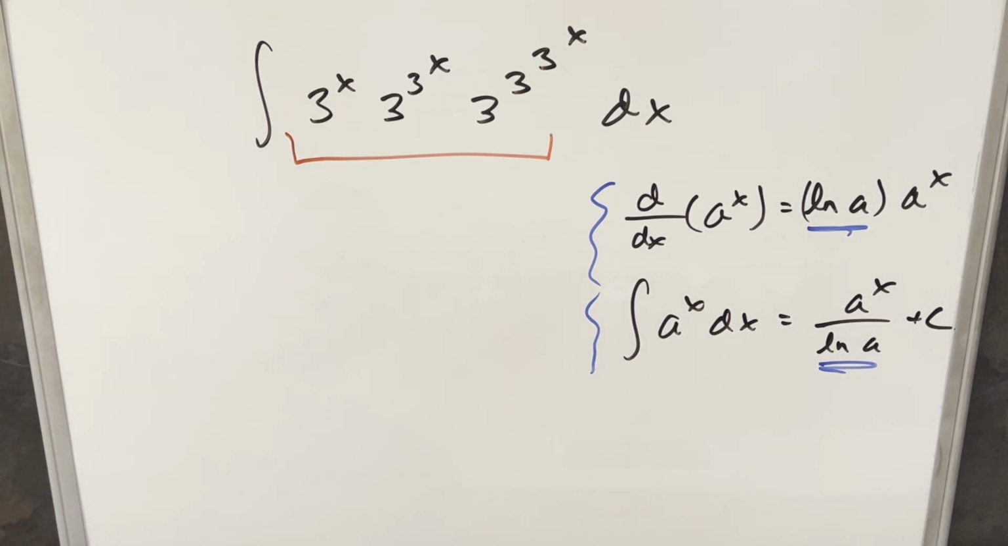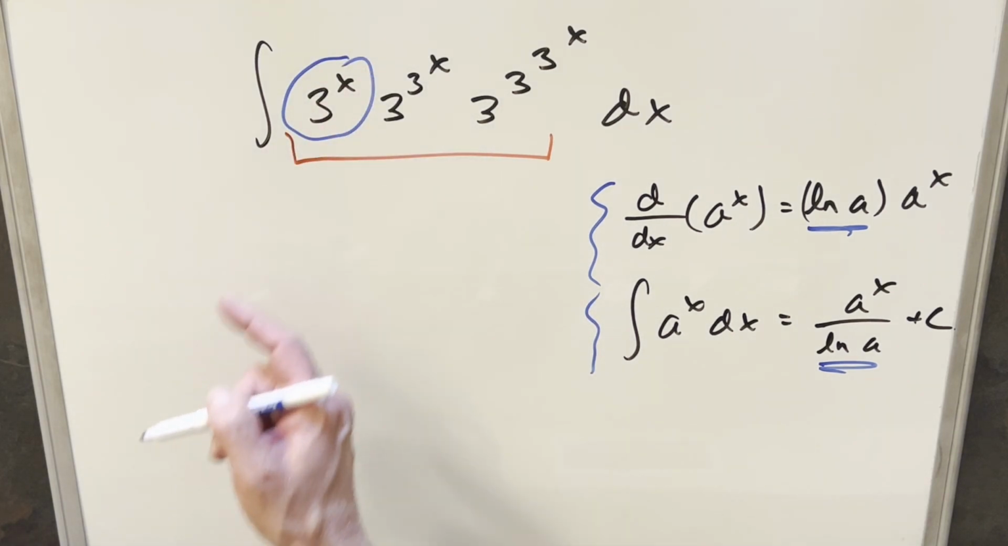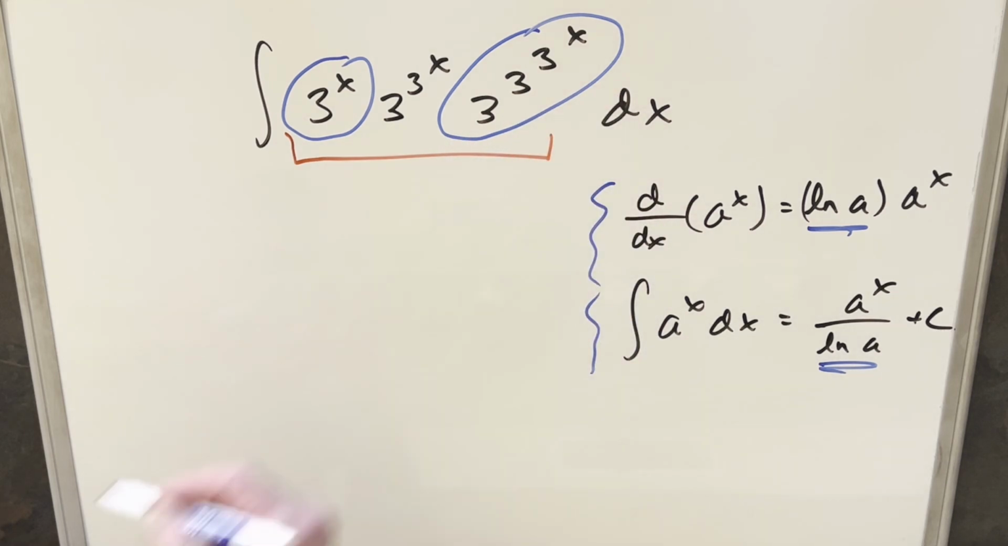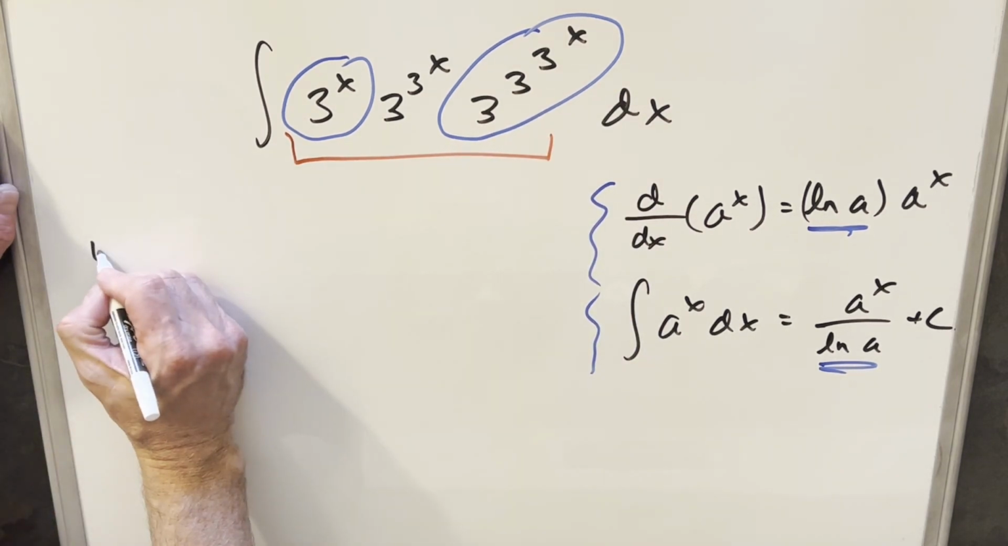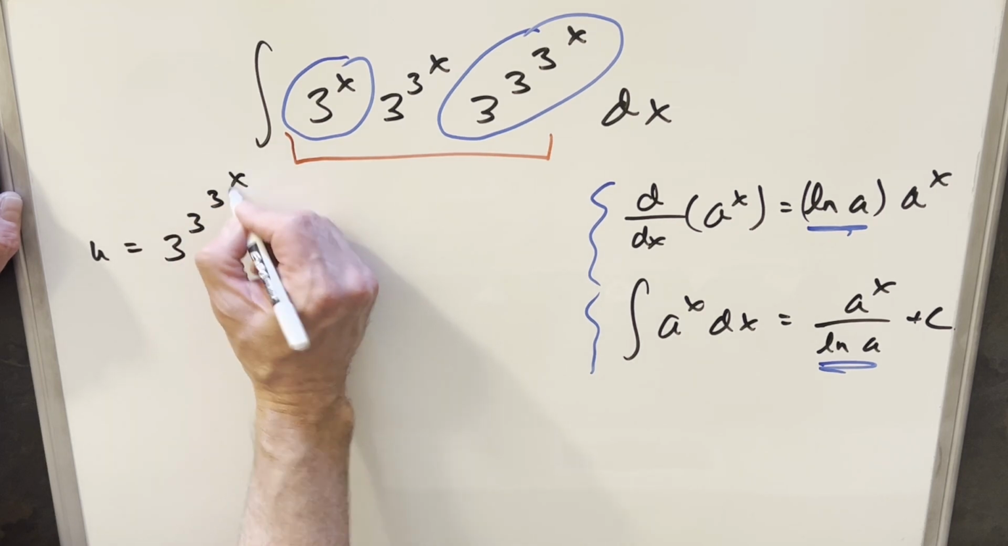Now getting back to this integral, let's do a u substitution. We could do this two ways. We could do our u substitution for 3 to the x, but I think I want to do our u substitution for this whole thing right here. So we're going to have u equal to the whole thing, 3 to the 3 to the 3 to the x.